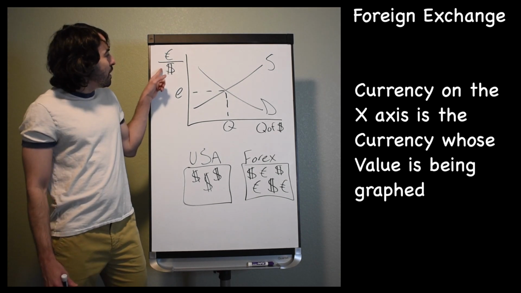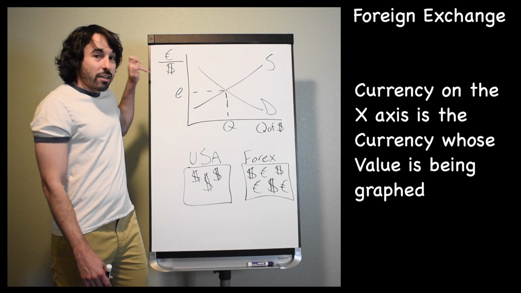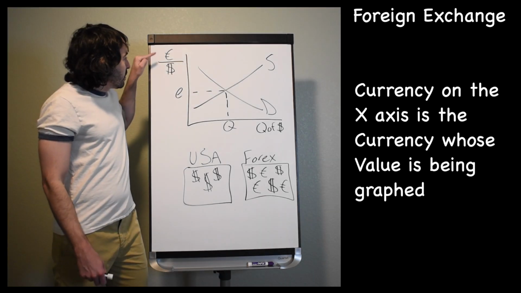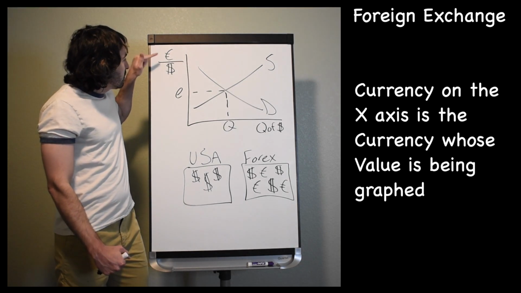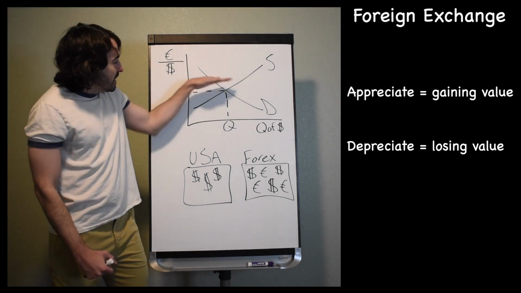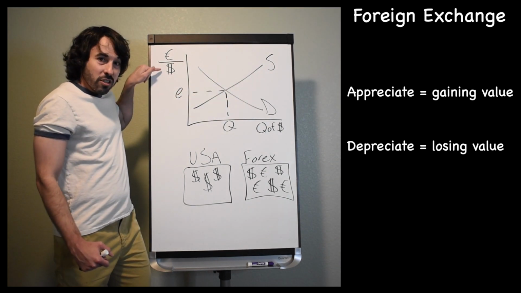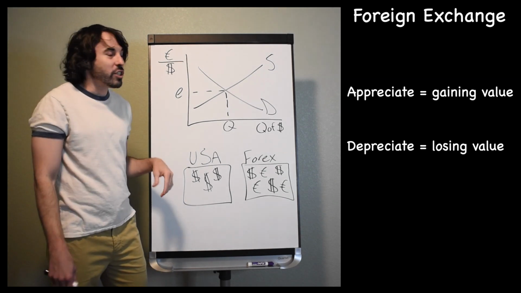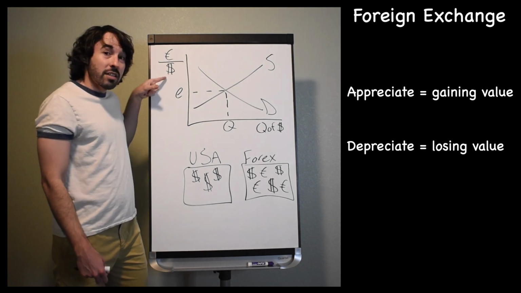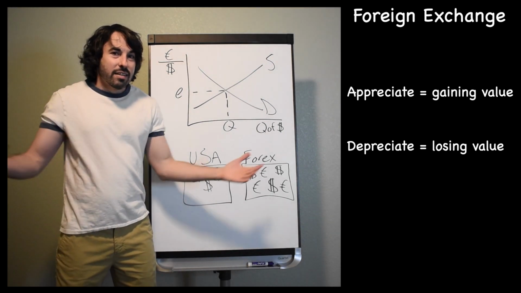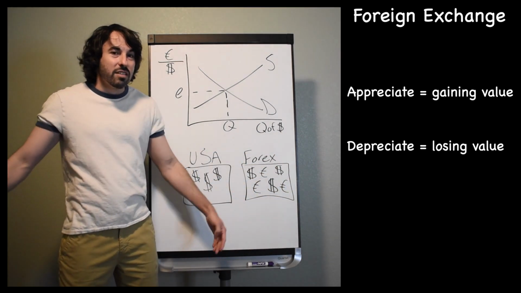Over here on the y-axis, it is also the same currency whose value we're actually graphing, and we are comparing euros to dollars right now. When you read this, you're basically asking, how many euros does it take to purchase a dollar right now? If the exchange rate decreases, then it takes fewer euros to purchase a dollar, and the dollar is less valuable and depreciating. If the exchange rate goes up, it takes more euros to get a dollar, and the dollar is appreciating. Appreciate means it's getting more valuable. Depreciate just means it's getting less valuable.